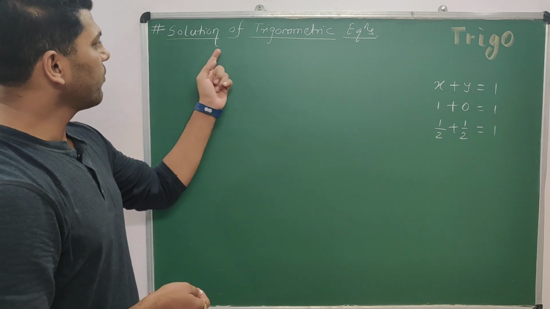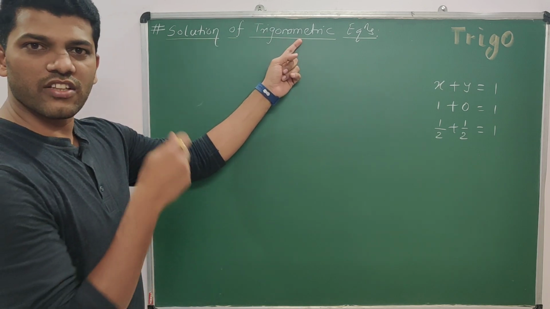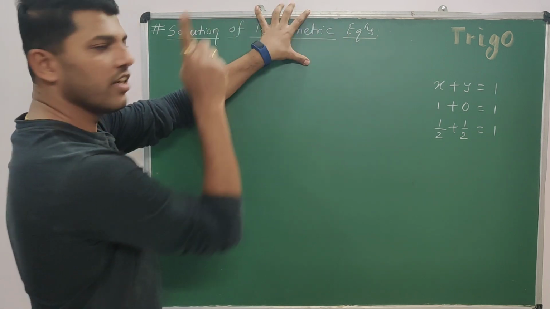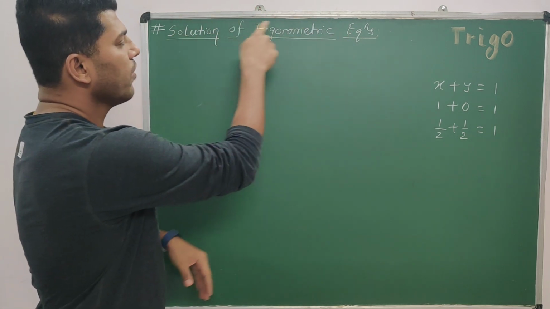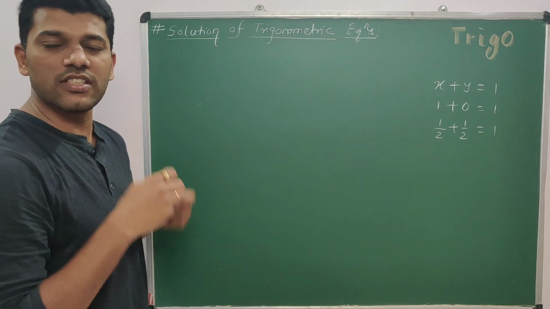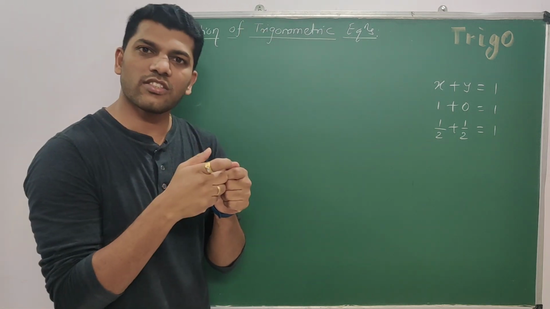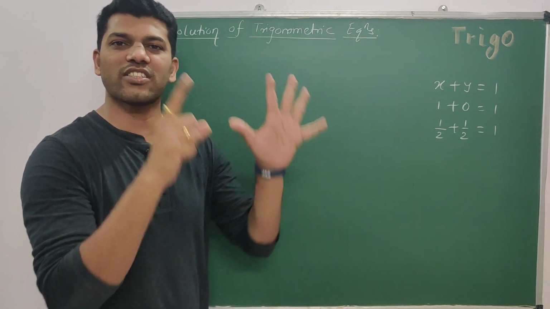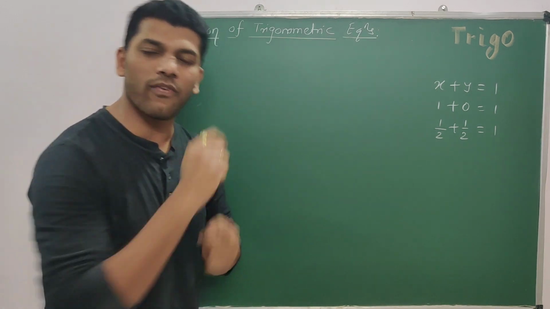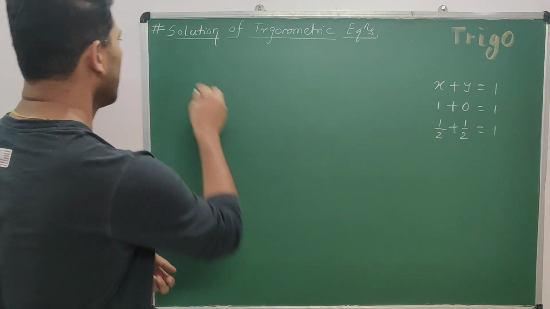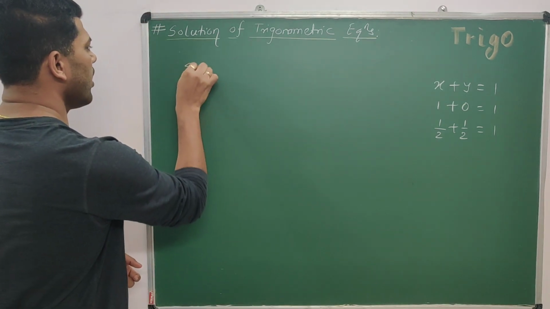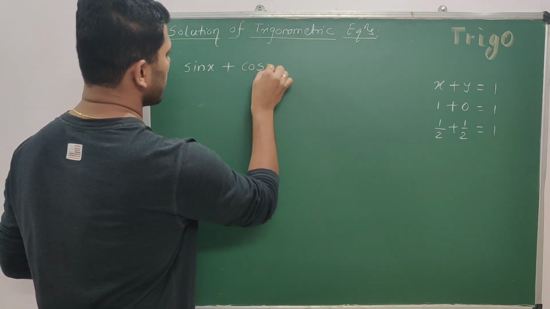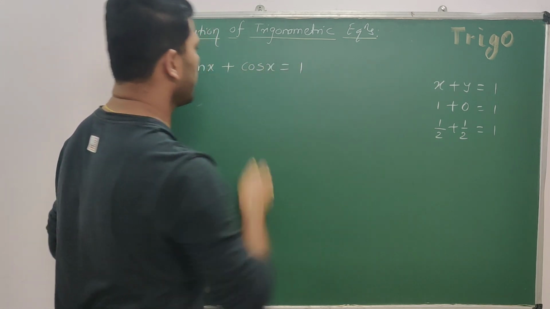Now, somewhere they are introducing trigonometry in it. See, it's not about the solution of an equation, it is about the solution of trigonometric equations. It means somewhere you have to face all our 6 friends, sine, cos, tan, cot, sec, cosec, in the form of equations. Like say sine x plus cos x, let's say it is equal to 1.